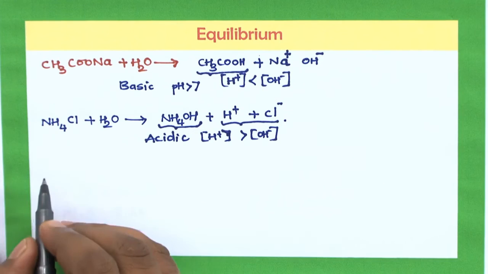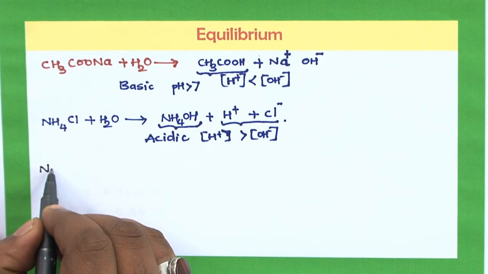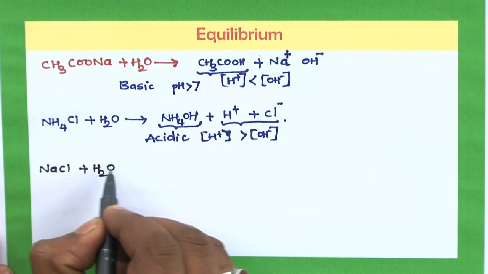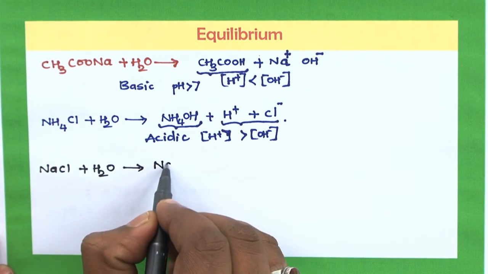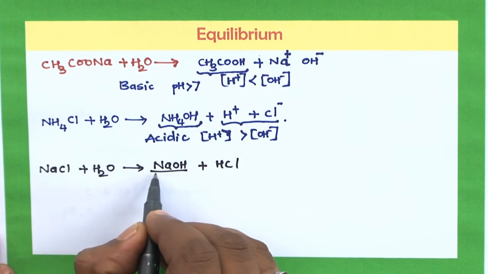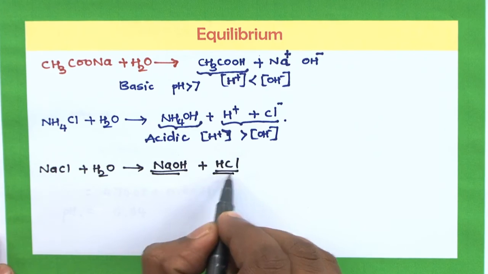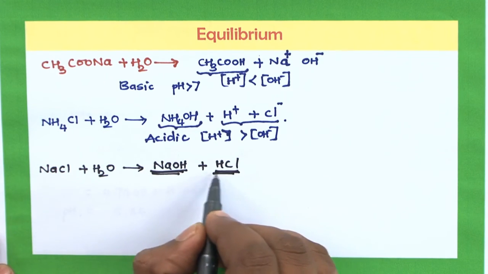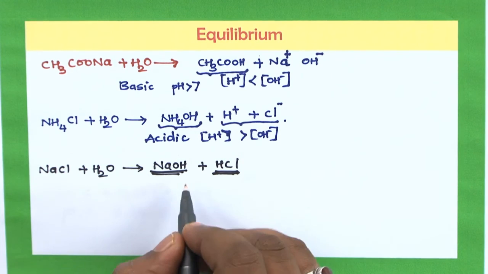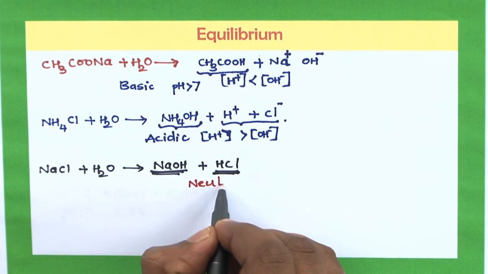If you consider a salt of a strong acid and a strong base like NaCl, when you treat it with water, it undergoes hydrolysis to give you NaOH and HCl. NaOH is a strong base and HCl is a strong acid, hence they undergo complete dissociation, so the number of H plus and OH minus ions will be the same and the solution will be neutral.